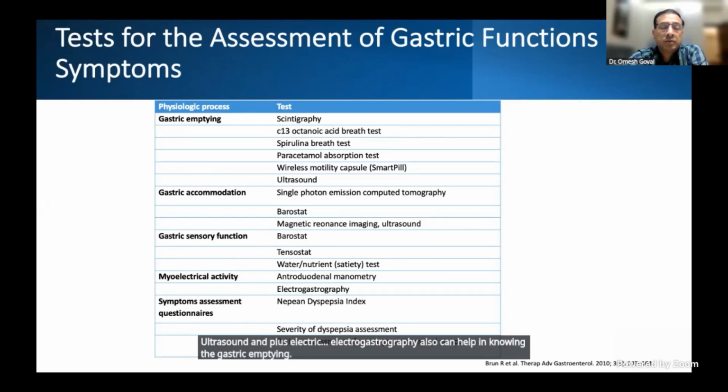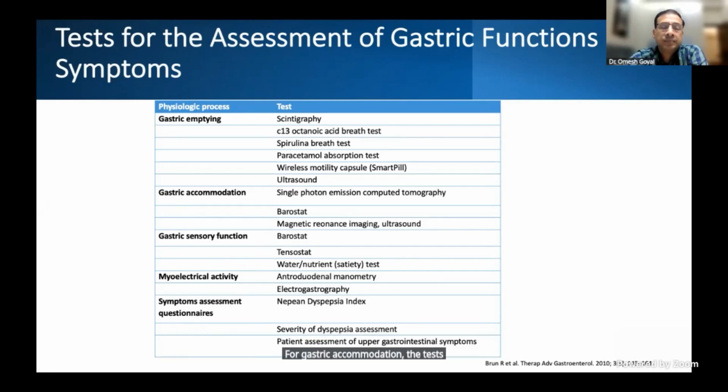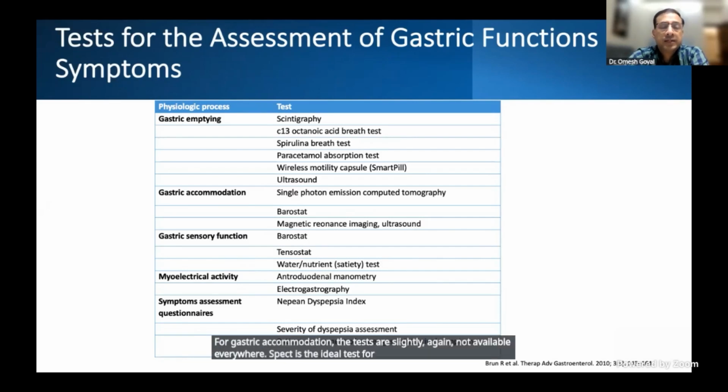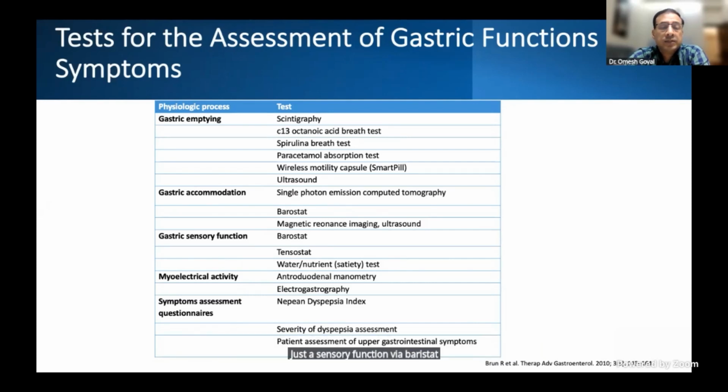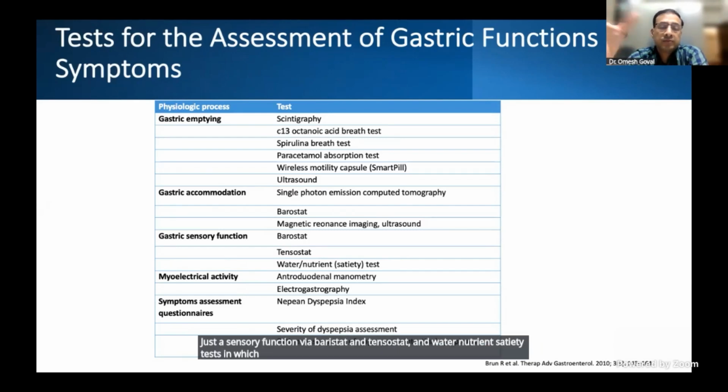For gastric accommodation, the tests are again not available everywhere. SPECT is the ideal test for that. Barostat again is not available. MR imaging and ultrasound can tell us about gastric accommodation. So in patients who have persistent meal-related symptoms, we can go for these tests. For gastric sensory function, we have Barostat and Tensostat and the water nutrient satiety test, in which we give a specific amount of water and see how much water the patient can take.